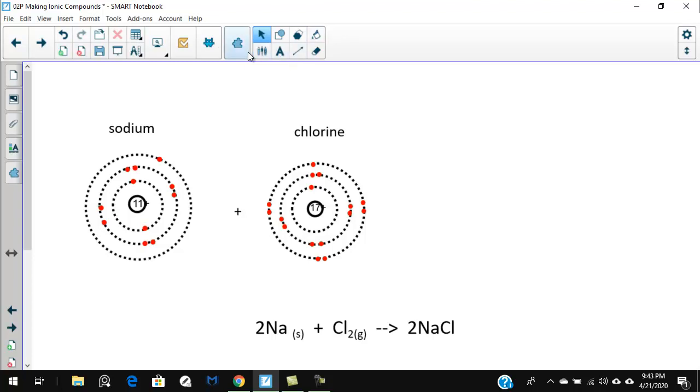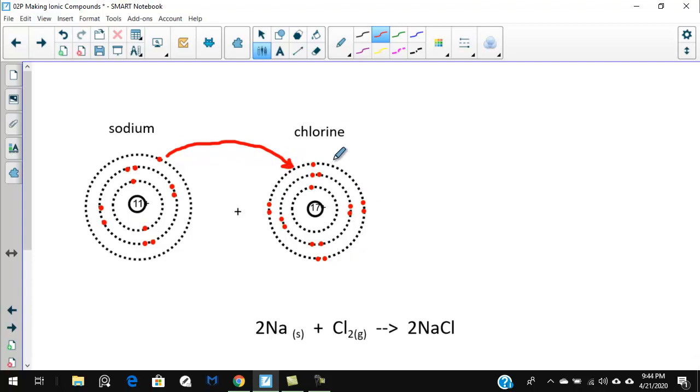Now, in our previous work, we looked at how things would react, and we realized that if it can, an atom wants to empty its last shell, last orbit. So sodium, being a metal, wants to lose 1 electron, and when it does, chlorine, being a non-metal, will take that 1 electron because that'll let it fill its outermost shell. And so sodium and chlorine react very well together. Sodium has 1 to lose, and chlorine has 1 to gain.